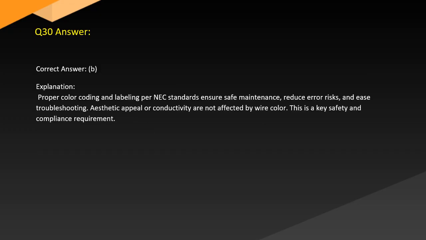Answer. Correct answer: B. Explanation. Proper color coding and labeling per NEC standards ensure safe maintenance, reduce error risks, and ease troubleshooting. Aesthetic appeal or conductivity are not affected by wire color. This is a key safety and compliance requirement.